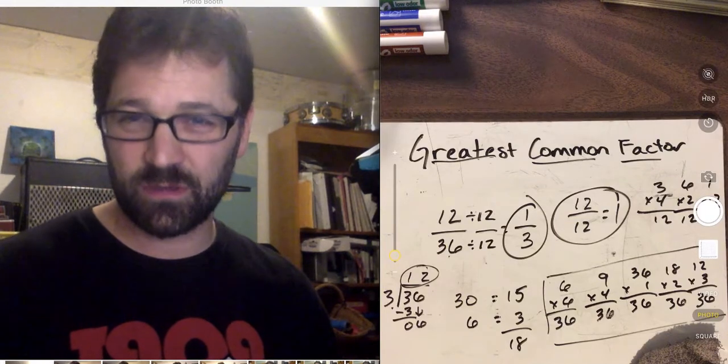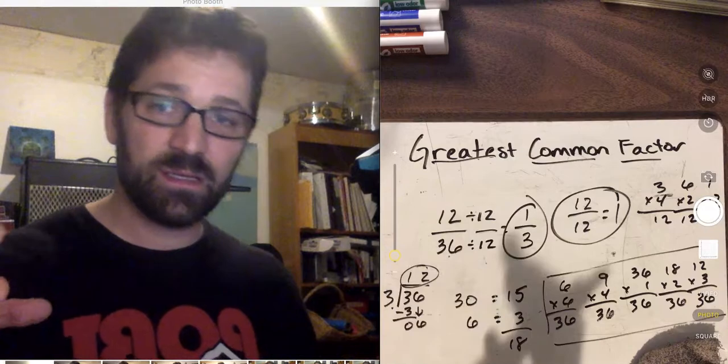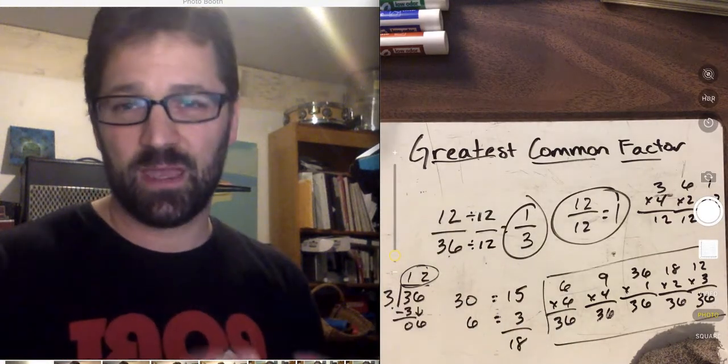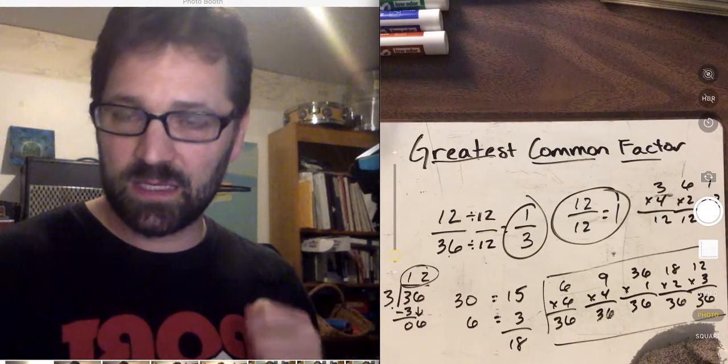All right. Greatest common factor. You're working on finding that number that is the biggest that they have in common between two numbers. That's going to help us do our reducing and get you rolling.